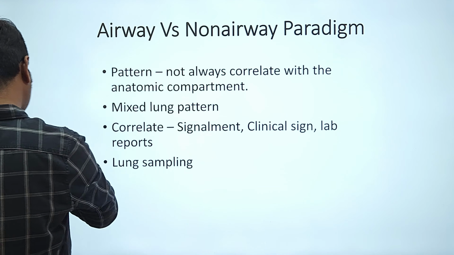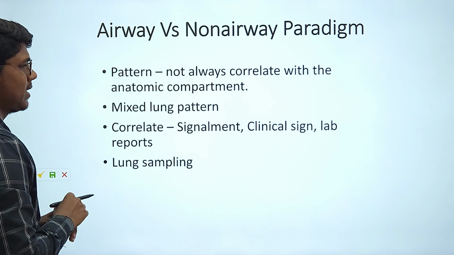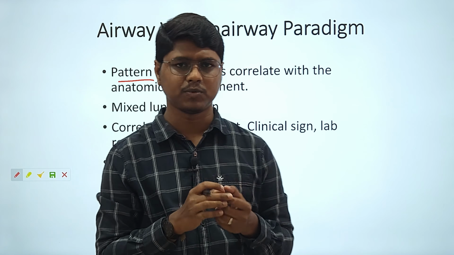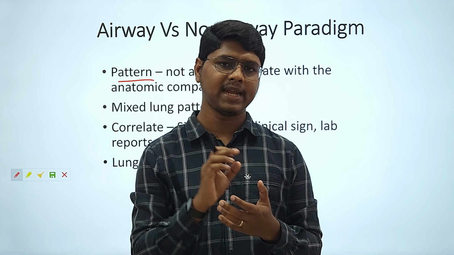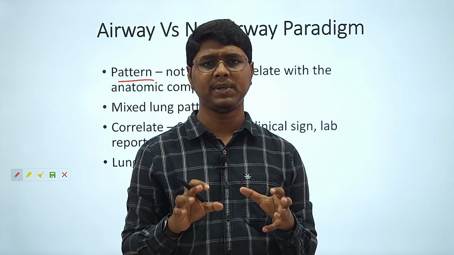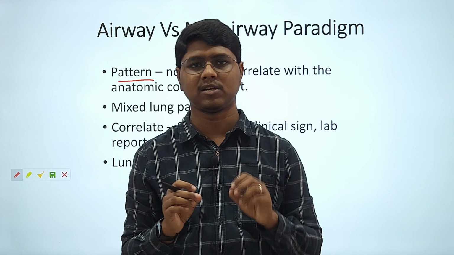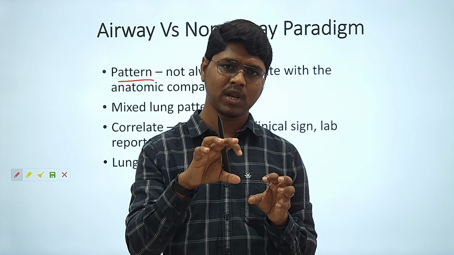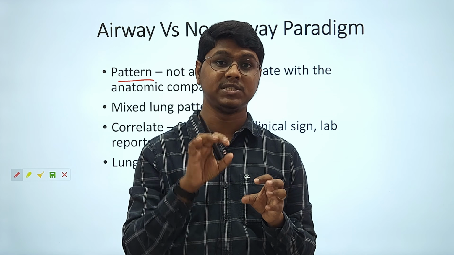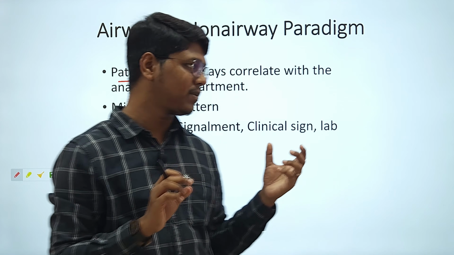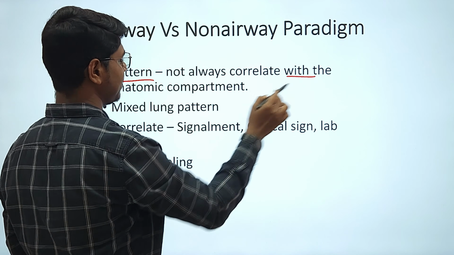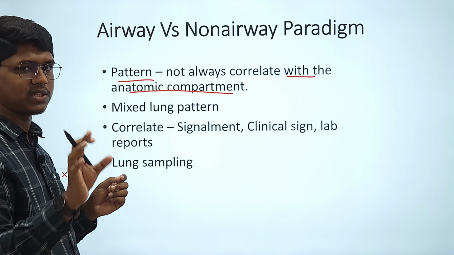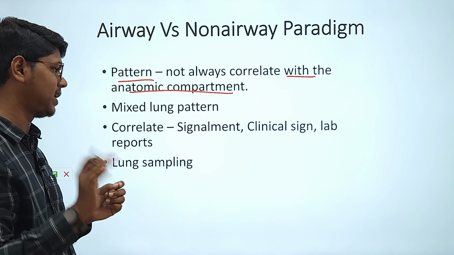Next thing, the airway versus non-airway paradigm. What actually happens if you are finding a particular pattern in any particular lobe? Suppose you are finding the alveolar pattern in the right middle lung lobe. It does not mean that the disease is limited to that lung lobe. It might be in other lung lobes, but that particular lobe is so intense that it is visible radiographically. So this is the difference. If you are finding it in a particular lung lobe or anatomical compartment, it does not mean that only that compartment is affected, others are not. Others may be affected, but they are not radiographically visible.